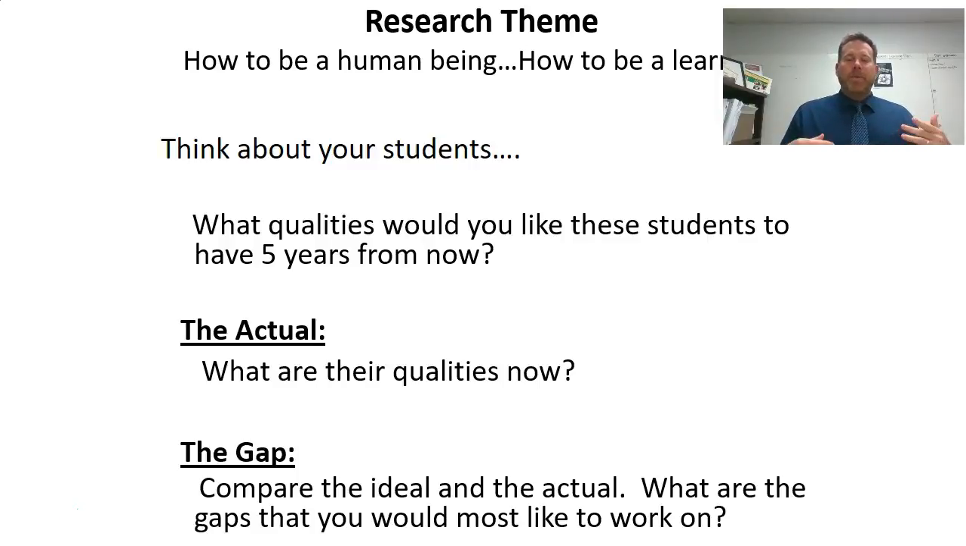So when you facilitate this, now you turn it over to the small groups to talk to each other. Say this: share out your lists. What would you want them to do in 5 years from now? And what are their qualities now? What would you like to actually have them work on?